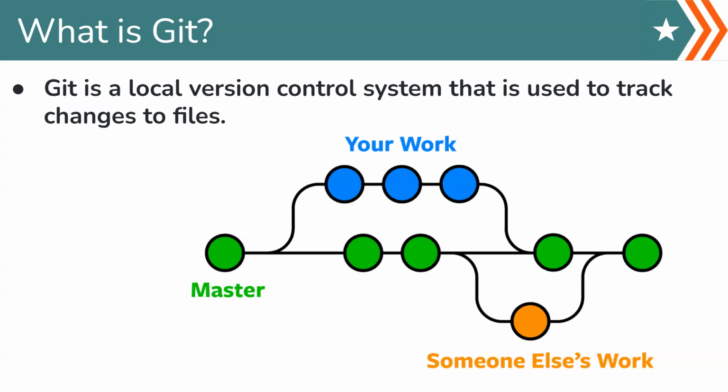So that's what Git and GitHub is. It's a form of version control. Do I have any questions before I move on into the differences between Git and GitHub?